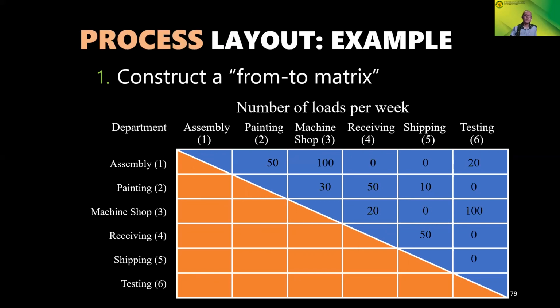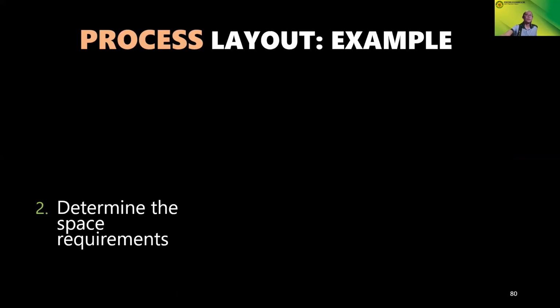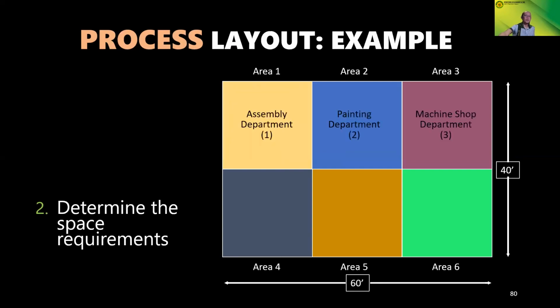Take note that in this problem, there are no restrictions in the physical layout of departments. In other words, each department's location is interchangeable. Step 2 is to determine the space requirement. Actually, this is optional, but if this is not required in the problem, there's no need to create this step. But for purposes of illustration, the next step is to determine the space requirement.